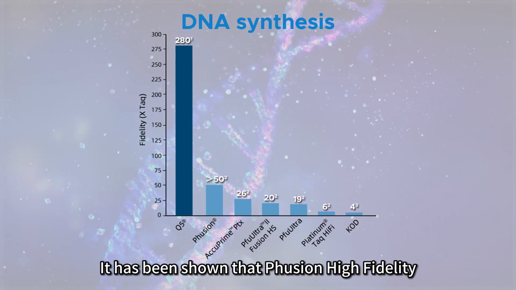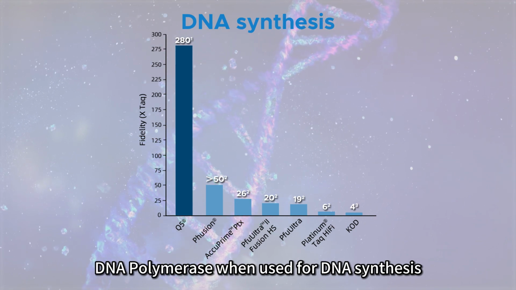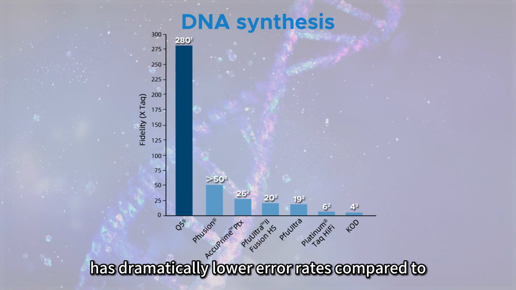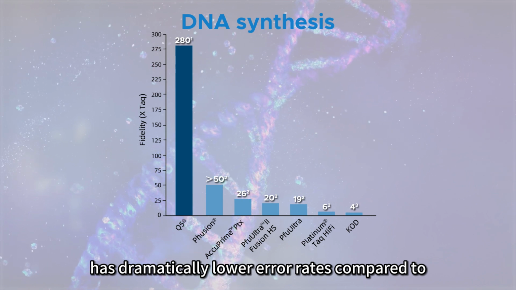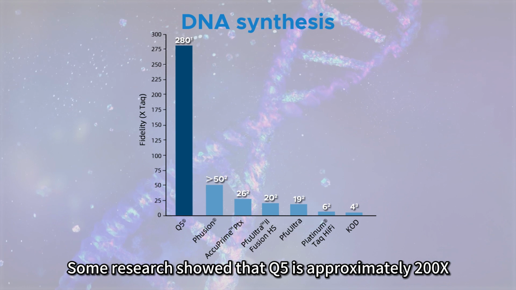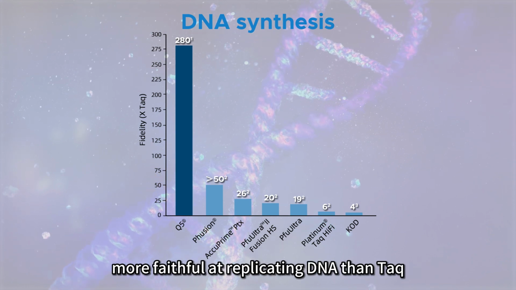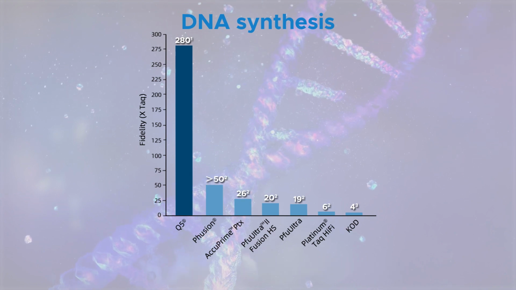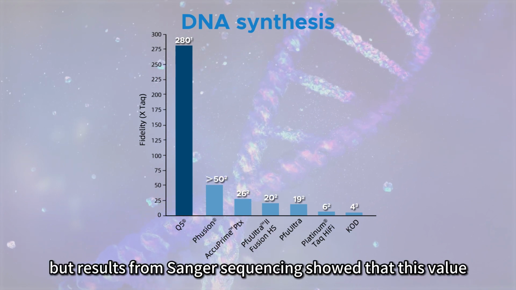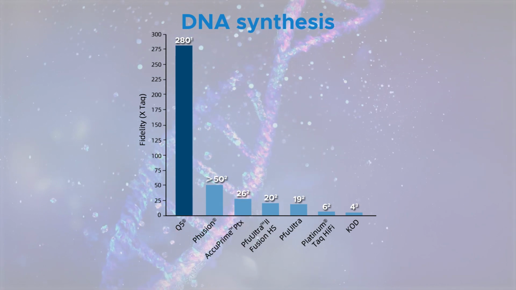It has been shown that Fusion high-fidelity DNA polymerase, when used for DNA synthesis, has dramatically lower error rates compared to Taq and Pfu. Some research showed that Q5 is approximately 200 times more faithful at replicating DNA than Taq. But results from Sanger sequencing showed that this value may actually be an underestimate.